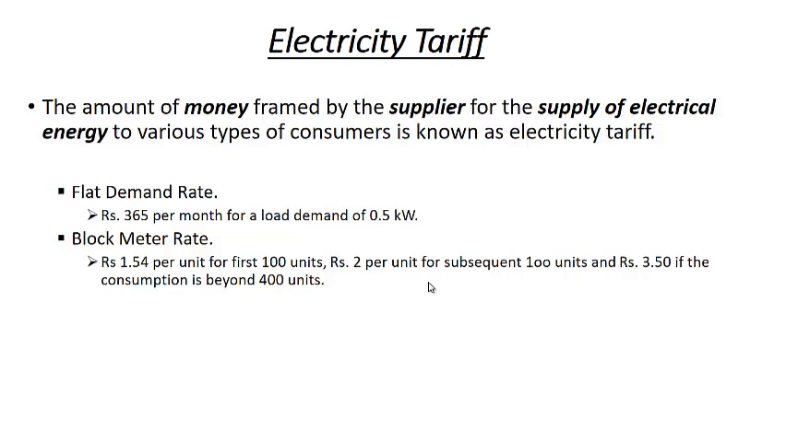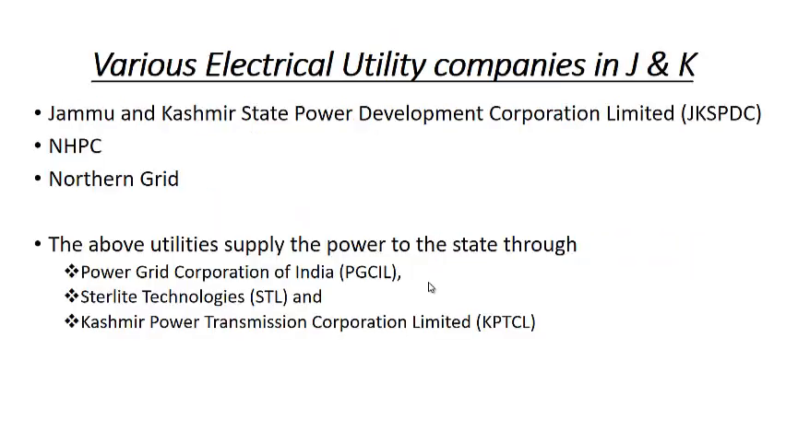These are two types of tariff defined for the electrical utility, and these two tariffs also exist in our state. Now, what are the various electrical utility companies present in J&K? The first one, which belongs to the state itself, is Jammu Kashmir State Power Development Corporation Limited, also known as JKSPDC.